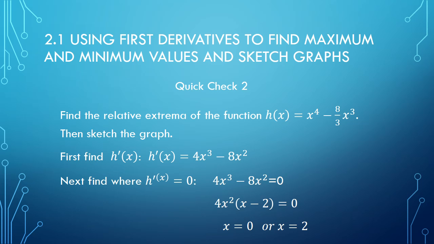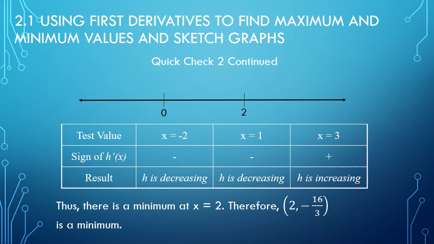Okay, so find the first derivative and figure out where it equals 0. We have 2 points to check. We have x equals 0 and x equals 2. Again, draw your number line and partition it off and try points on either side of 0 and 2. And what we find is that when we tried -2, it was decreasing. When we did 1, which is in between 0 and 2, it was still decreasing.